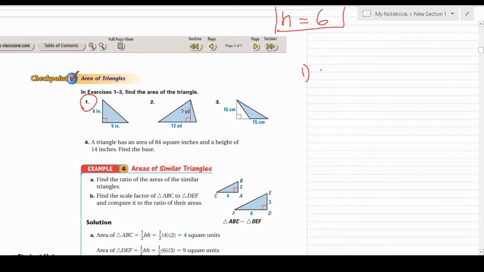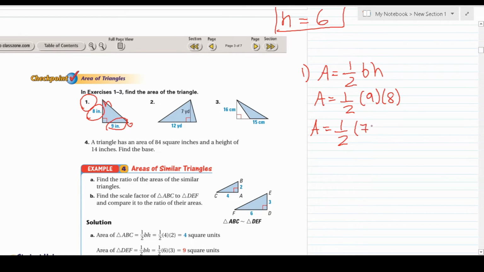All right, so number 1 says find the area of a triangle. So that's going to be area equals 1/2 base times height. Again, we know our base is 9 and our height is 8. So let's plug those in. Area equals 1/2 base of 9 times 8. Area equals 9 times 8, of course, is 72. So this is 1/2 times 72.